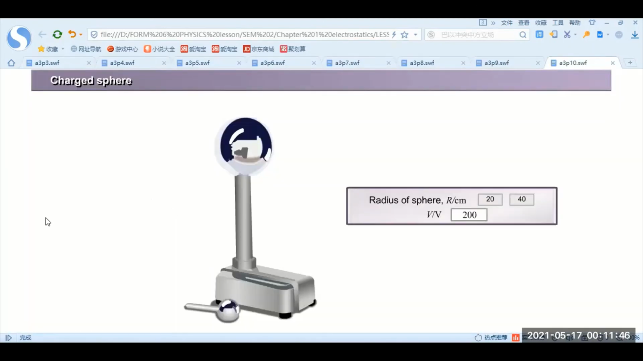Another example of a charged sphere is this, the Van de Graaff generator. The radius of the sphere is either 20 or 40, meaning different radii. We look at here. What is the function of the Van de Graaff generator? It is used to collect charge at the surface of the sphere.